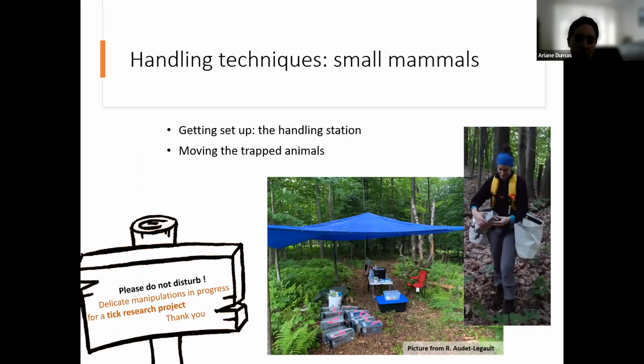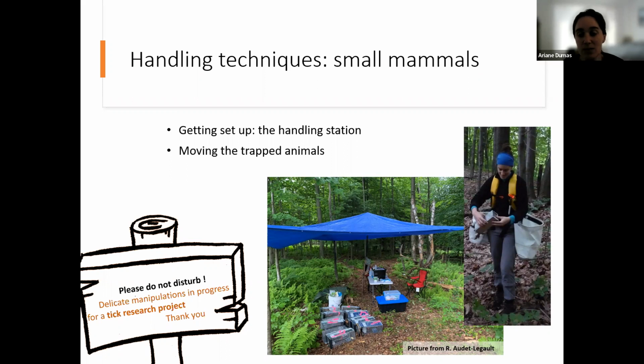Once the traps are set, you will go back and check every trap the next morning, and you have to take all the traps that have an animal in them and treat them in a very effective way. So I recommend setting up a good handling station. You can see a setup here. It's not mine, it's really nice. It was done by Raphael Odelego, who did our field work last summer in Bromont, working on anaplasmosis.